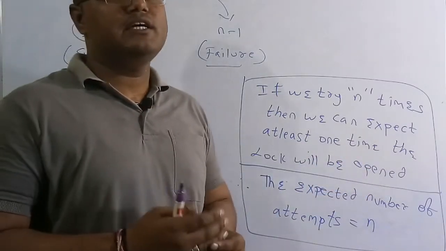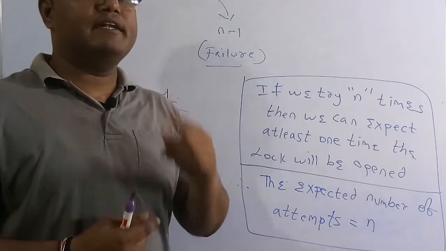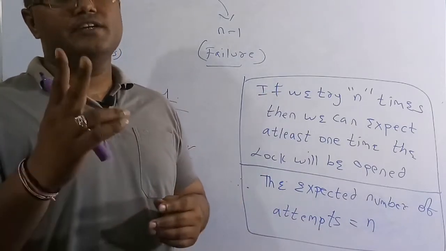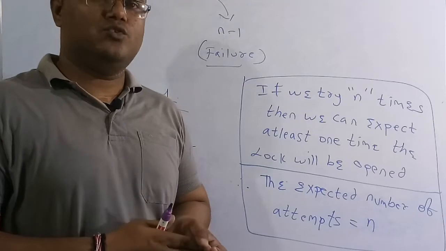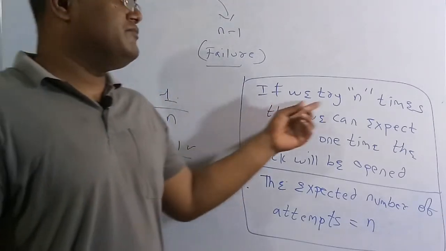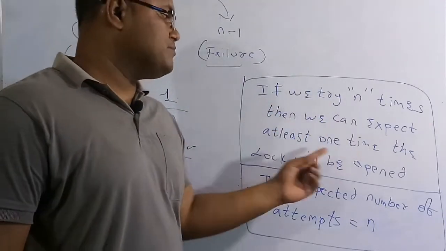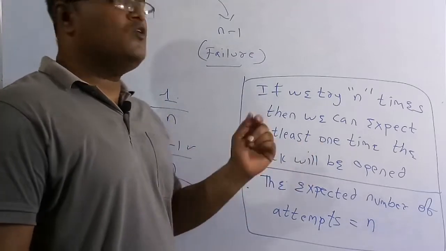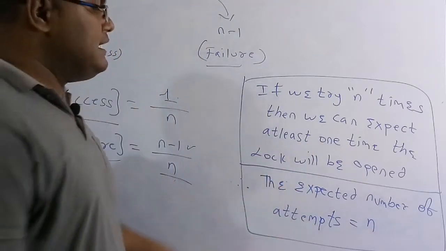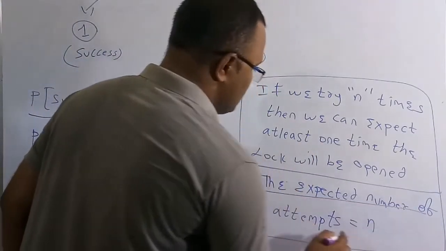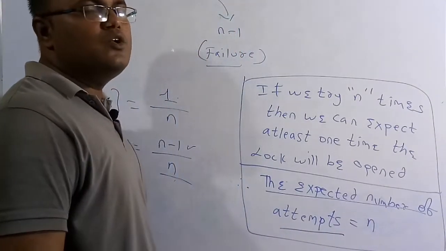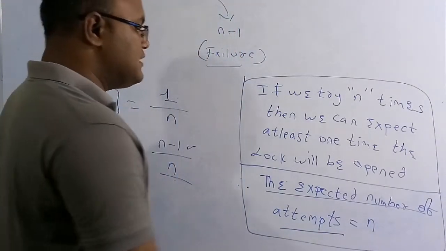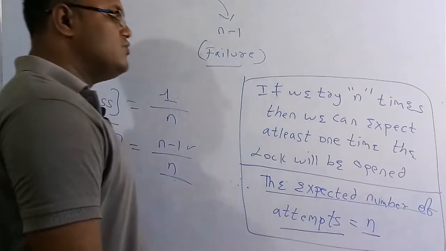Suppose if you have two keys and if you want to open the door, only one key is correct. So at least you need two chances to open that door. So therefore we can say simply, if you try n times, then we can expect at least one time the door will be open. So therefore we can say simply, the expected number of attempts to open the lock or door is nothing but n. So n is the correct solution of this question.